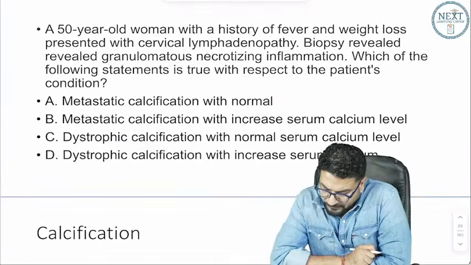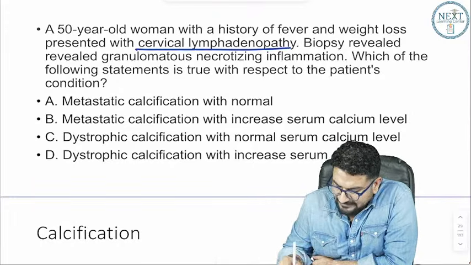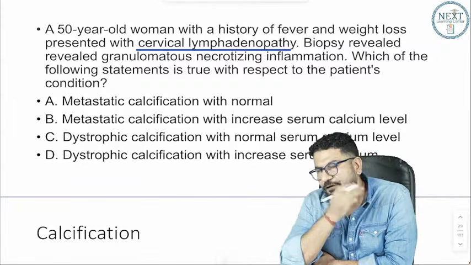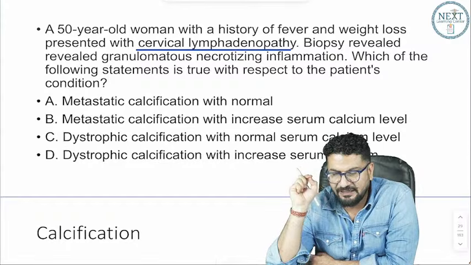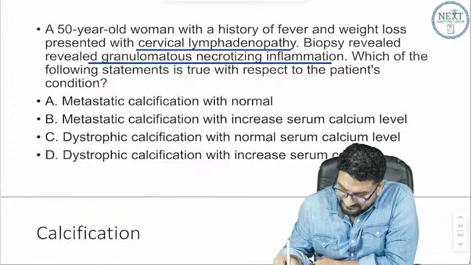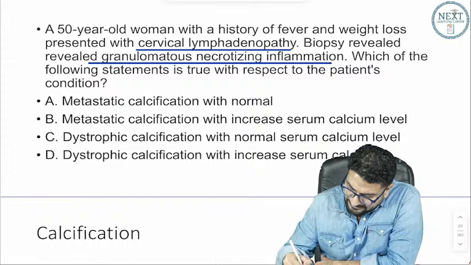A 50-year-old woman with a history of fever and weight loss presented with cervical lymphadenopathy. Whenever you see a patient with cervical lymphadenopathy, the first thing that should come into your brain is TB. Simple. Biopsy shows granulomatous necrotizing inflammation, which is more confirming towards TB. So it is actually a patient of tuberculosis.